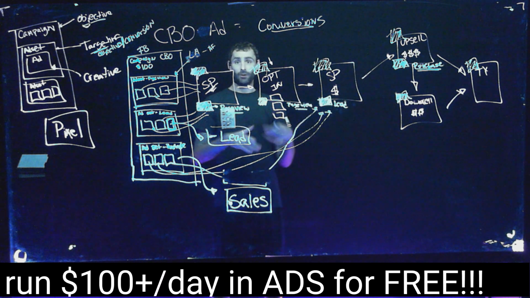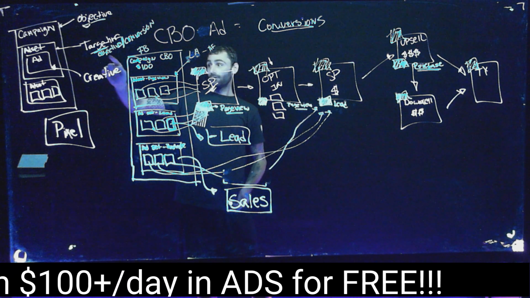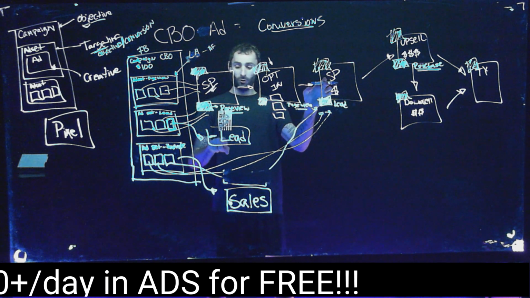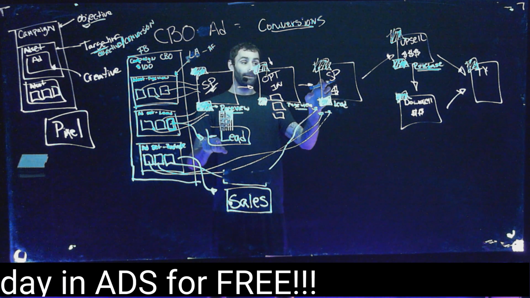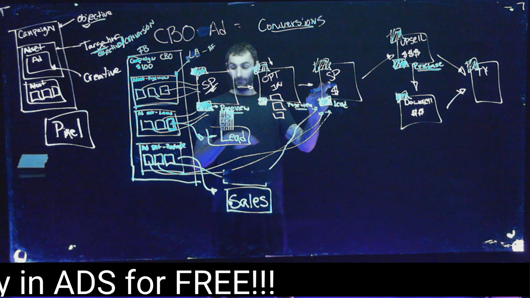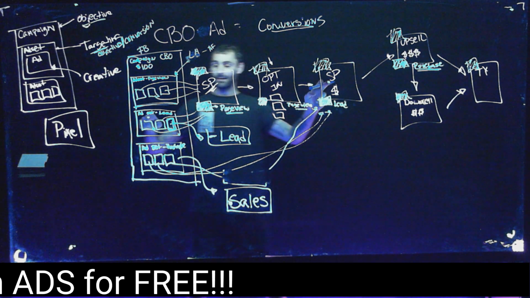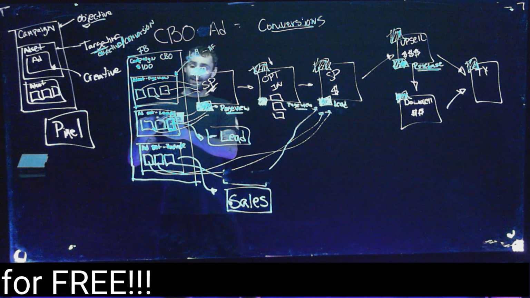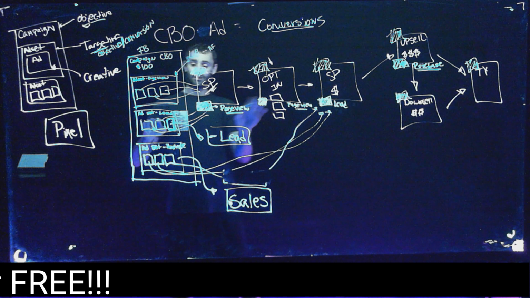Now Facebook knows what's happening with that traffic off of Facebook, so that they can do stuff like not target these people who have already become leads in this ad set. Because if I go in and target everybody on this ad set, all I'm trying to do here is actually get a lead.